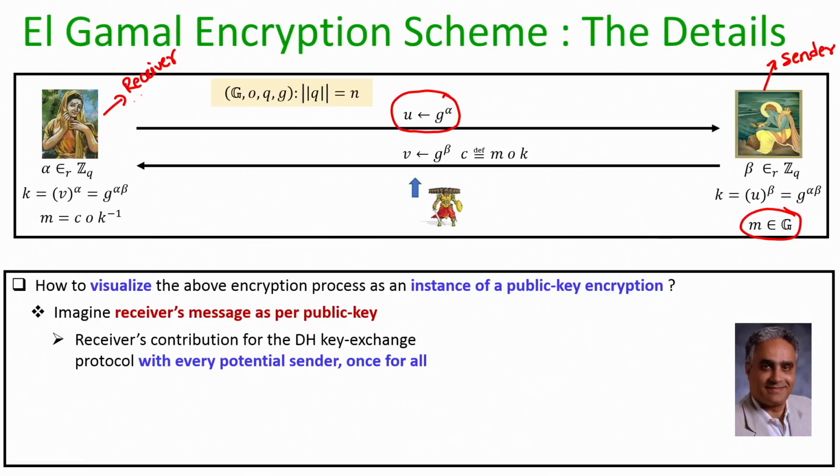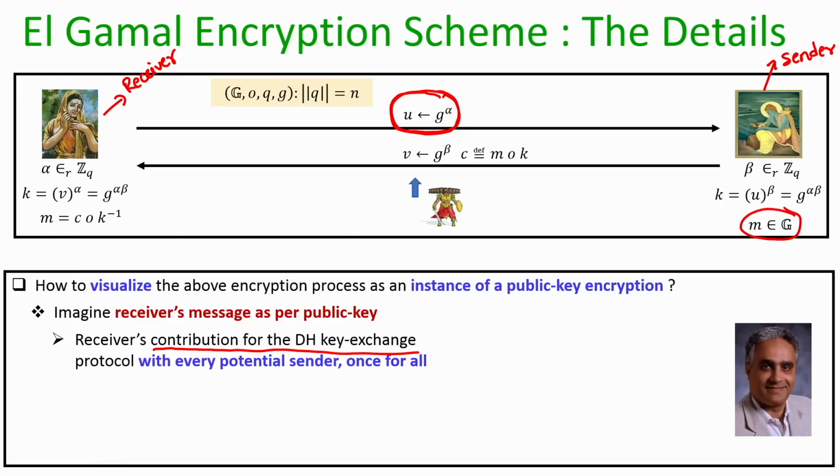Let the receiver, Sita, start executing her instance of the Diffie-Hellman protocol once for all. Namely, whatever is her contribution for the Diffie-Hellman key, and what exactly do I mean by contribution? Her contribution was g to the power alpha, right. So, you can imagine that in the Diffie-Hellman key exchange protocol there are two contributions: contribution g to the power alpha coming from Sita's side, contribution g power beta coming from Ram's side, and both these contributions were somehow combined to get the overall key g to the power alpha beta.